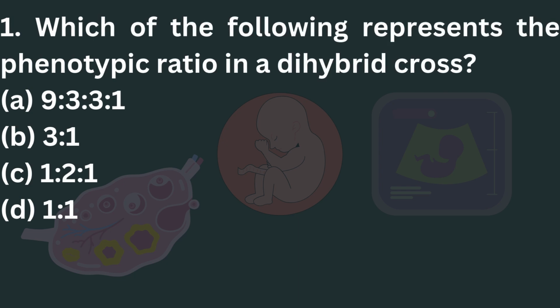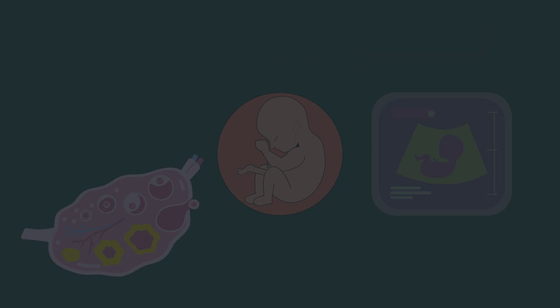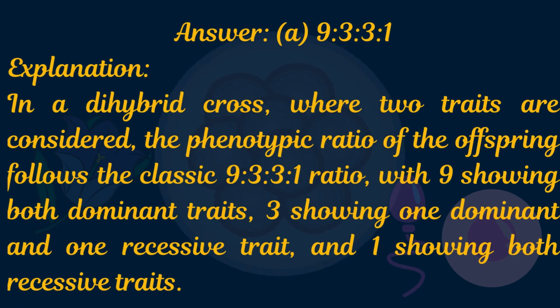1. Which of the following represents the phenotypic ratio in a dihybrid cross? A. 9, 3, 3, 1. B. 3, 1. C. 1, 2, 1. D. 1, 1. Answer: A. 9, 3, 3, 1.